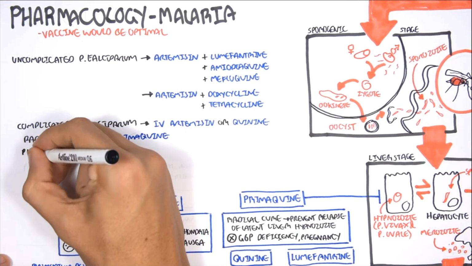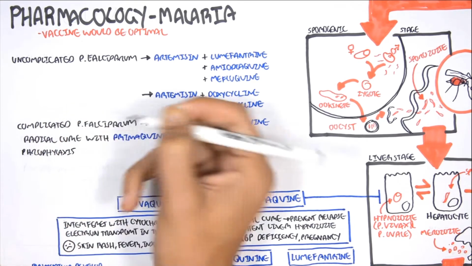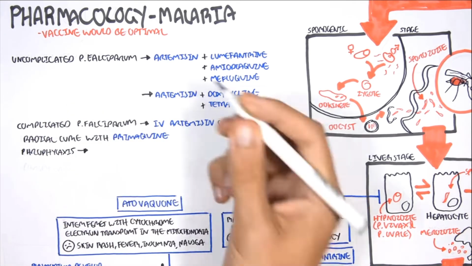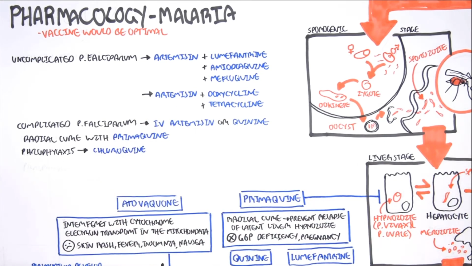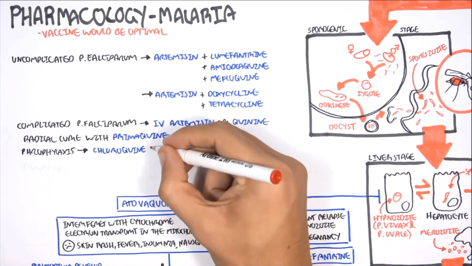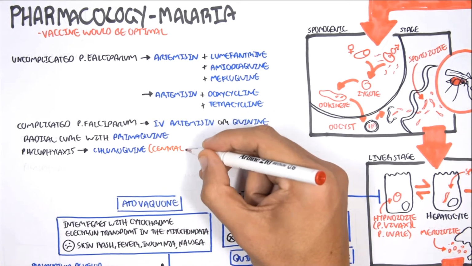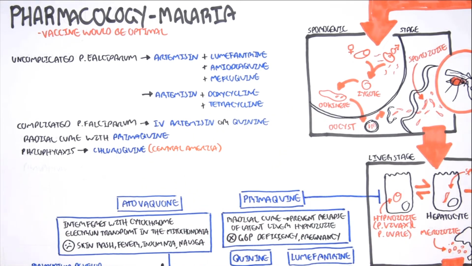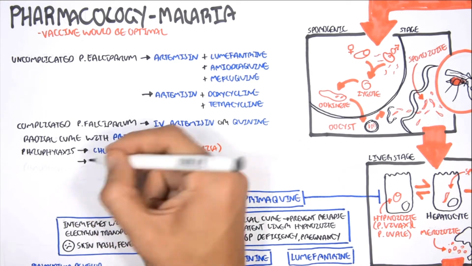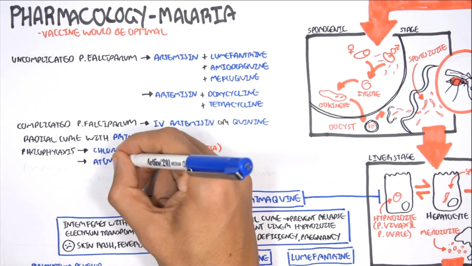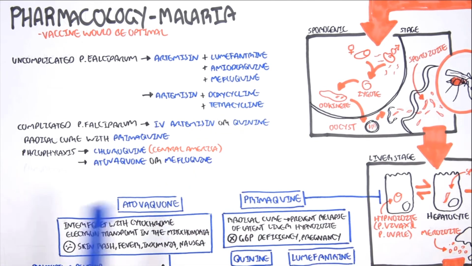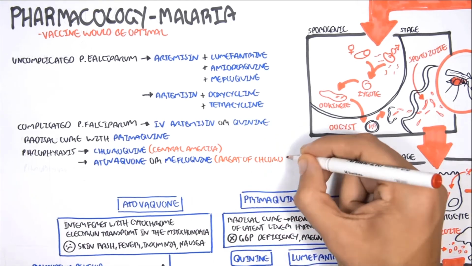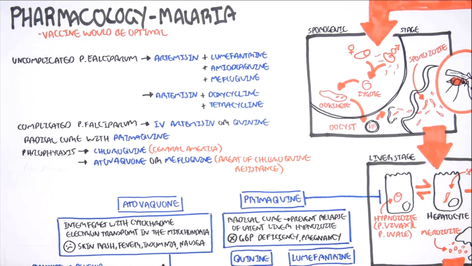For prophylaxis, we would give a traveler, for example, chloroquine, for areas in which there is no resistance to chloroquine. So these are areas such as Central America. But if the traveler is going to places where the malaria parasites are chloroquine resistant, we would give them atovaquone or another type of chloroquine.